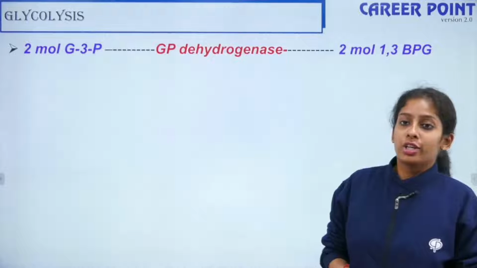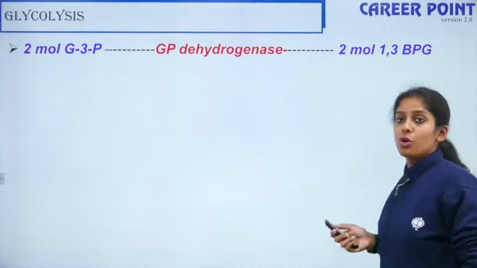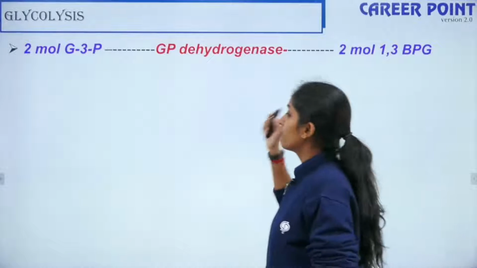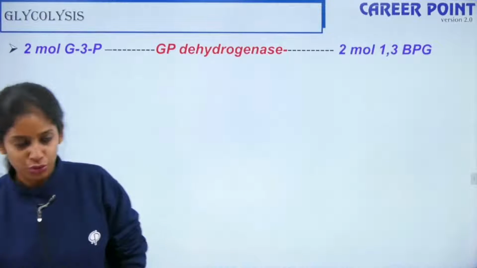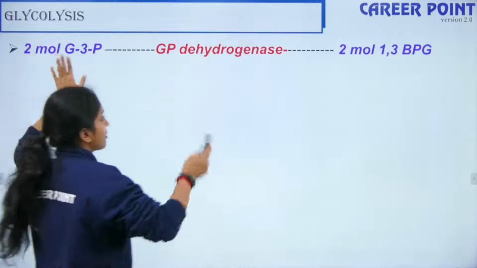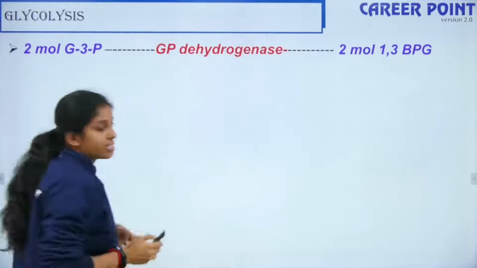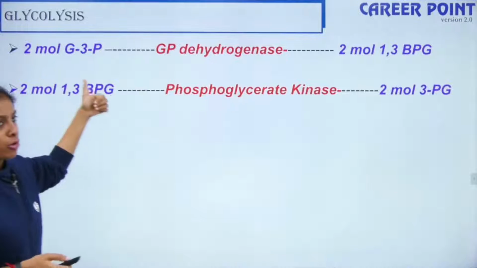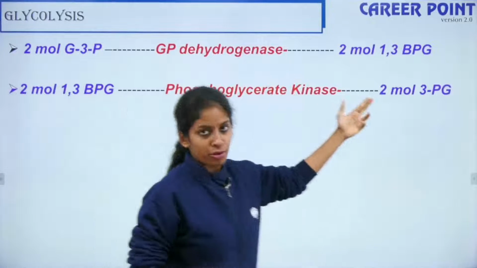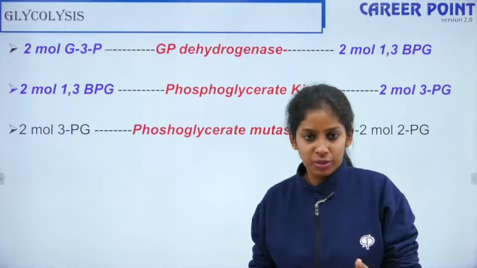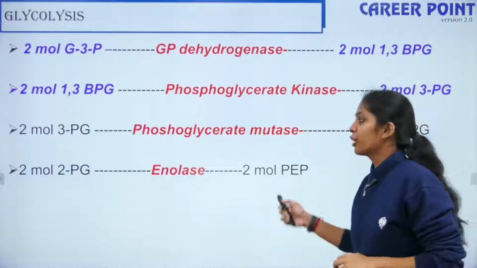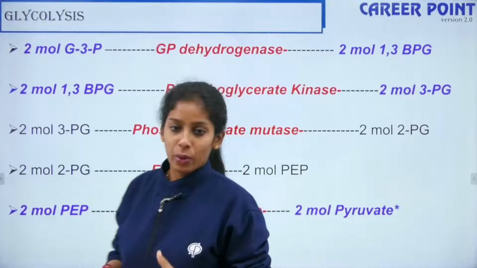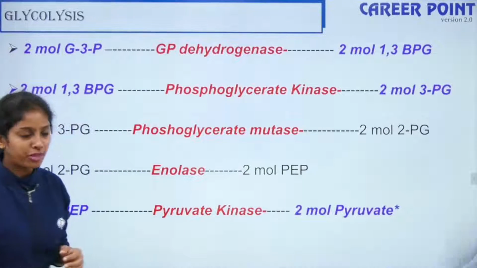These 2 molecules of G3P get converted into 2 molecules of 1,3-bisphosphoglycerate in the presence of glyceraldehyde phosphate dehydrogenase. All you have to do is look into the substrate and the product and write the enzyme. Okay. These 2 molecules of 1,3-bisphosphoglycerate become 3-phosphoglycerate, and then further 2-phosphoglycerate. Finally, it forms phosphoenol pyruvate, which in turn gets converted into pyruvic acid or pyruvate. So this is the entire series of steps of glycolysis.